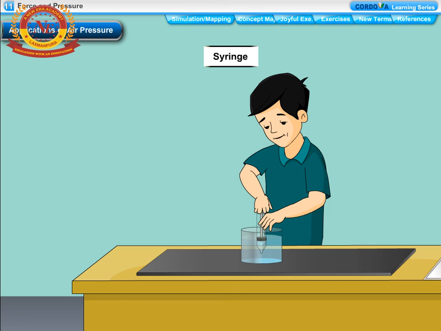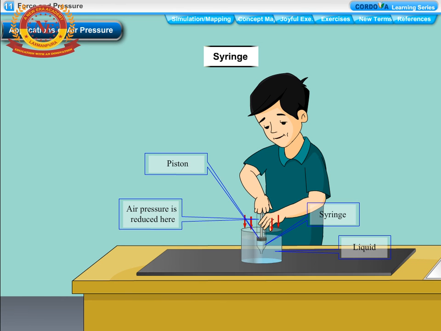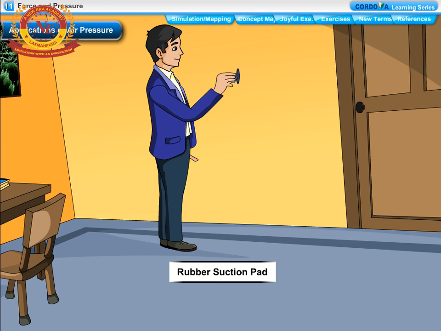Syringe. When the nozzle of a syringe is dipped in a liquid and its plunger is withdrawn, the pressure inside the syringe is lowered. The greater atmospheric pressure acting on the surface of the liquid pushes the liquid up into the syringe. Rubber suction pad.